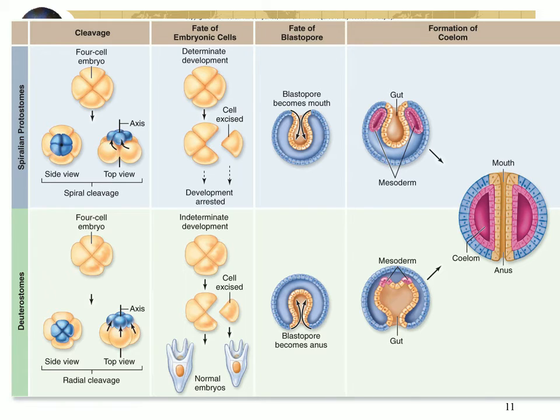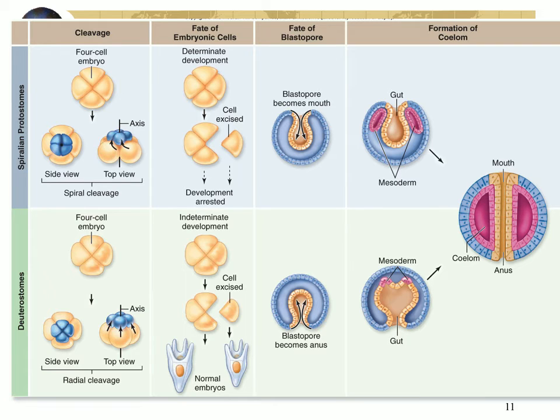Okay, and then even at this 4-cell stage, there's different genetics going on in these different groups of animals. In the protostomes, if you take away a cell from that 4-cell stage embryo, development fails. They have what's called determinate development, and those cells are already different from the other cells, so if you take one away, the embryos are defective and they die. That's not the case with deuterostomes. With deuterostomes, if you take one cell away, it's got all the potential to do what the rest of it does.